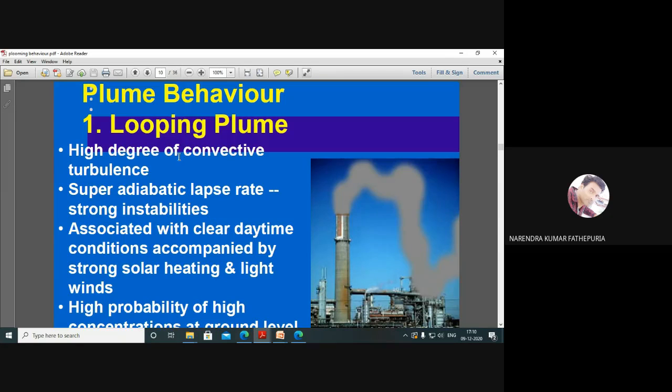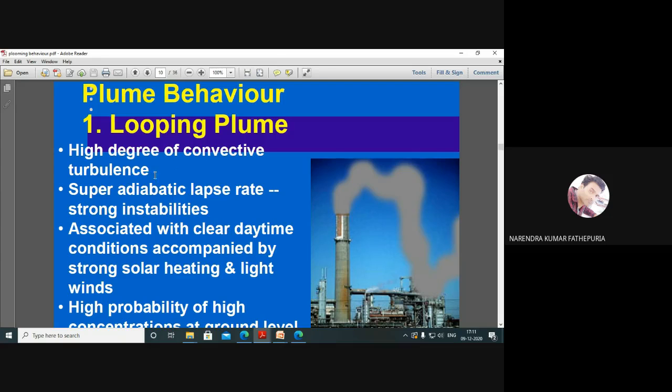So there are 6 to 8 types of it. So let us study plume behavior one by one. One is the looping plume. This is the looping plume. It will make a loop once it is released from the stack of the chimney. Once the smoke, the pollutant, is released, it will make a looping plume.